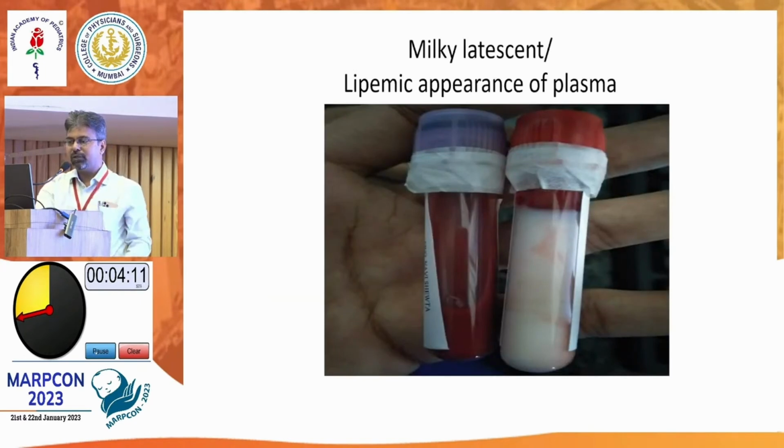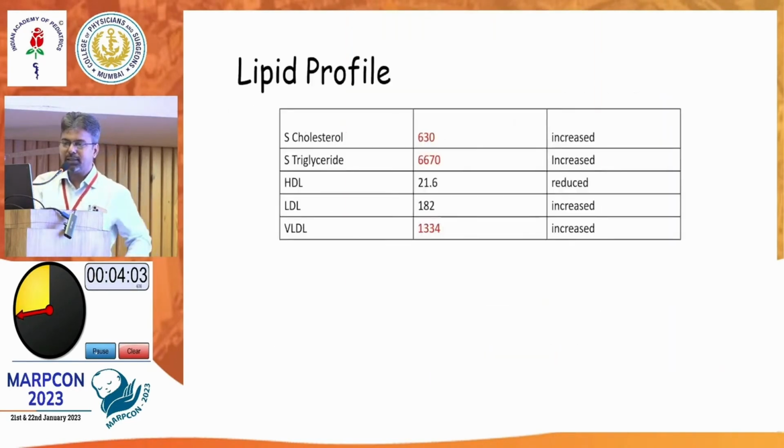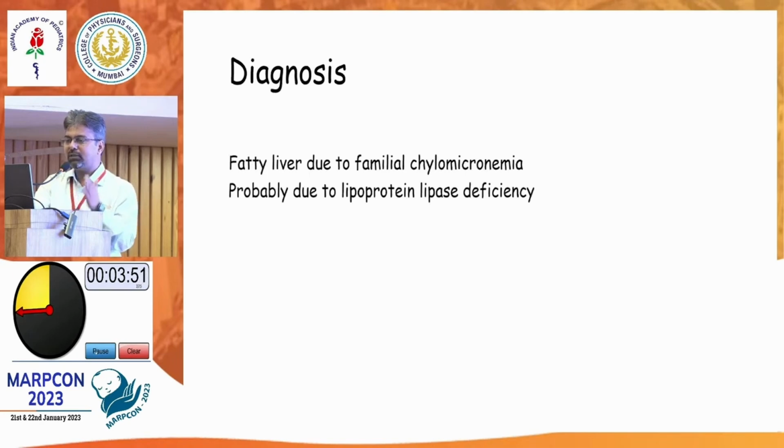So this child had a milky white plasma. Liver biopsy showed fat, and as you rightly guessed, this is the lipid disorder. The cholesterol was 630, triglyceride was 6,600, and the parents were also showing the higher range of triglyceride and cholesterol. So this was the disease: fatty liver due to familial hyperchylomicronemia, probably due to the LPL deficiency.